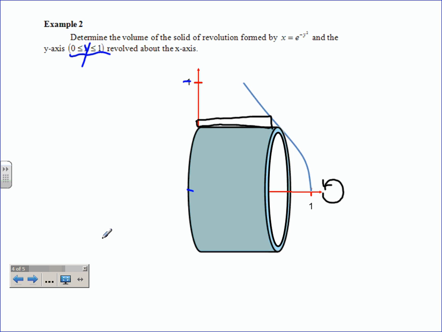So we're doing shell. So what goes out front? 2 pi, because we're doing shell, and its circumference. From where to where? Well, it says for y goes 0 to 1. We know these are dy, because it's going to the y-axis. There it is, dy. So once again, the hardest thing to figure out, radius and height.